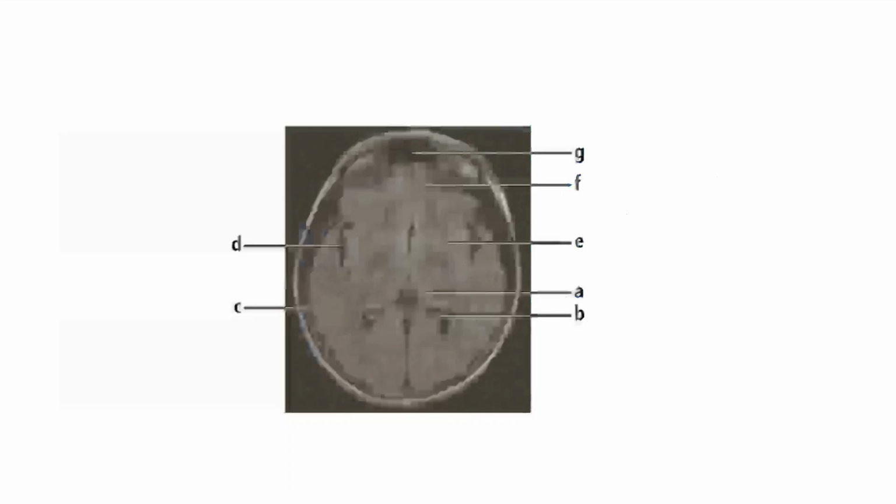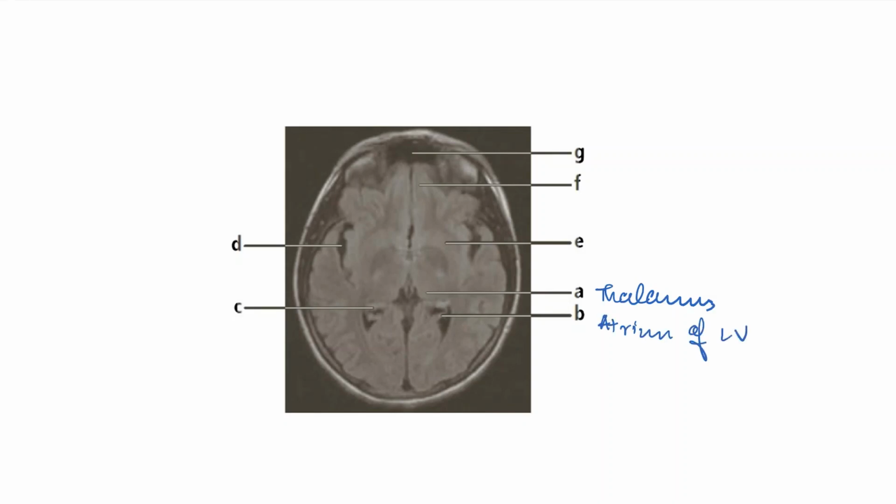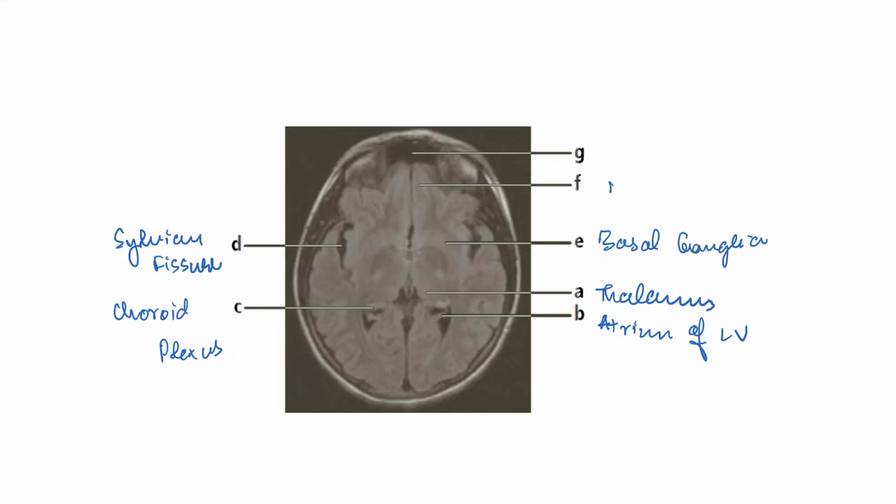Now let us discuss the structures in this MRI. A is thalamus. B is atrium of lateral ventricle. C is choroid plexus. D is Sylvian fissure. E is basal ganglia. F is frontal lobe. And G is frontal sinus.